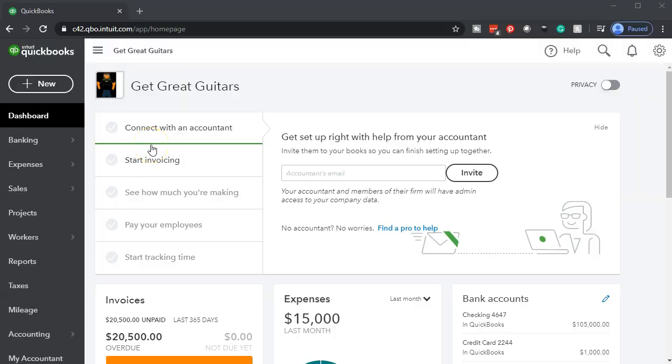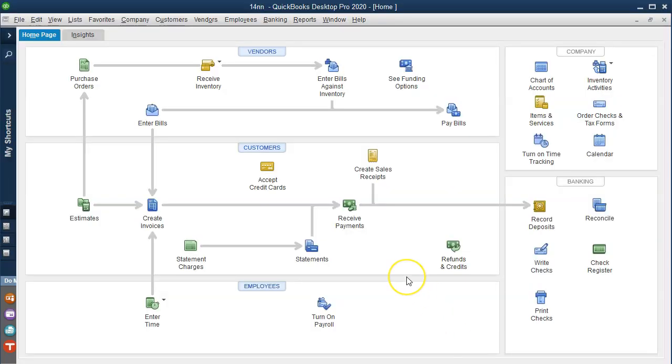Here we are in our Get Great Guitars file. Let's take a quick look at the desktop version so we can see our flowchart. So here's our flowchart. We're in the customers section here, so we're going to be over here. We're going to be creating an invoice. So look at the flowchart that's going to be happening here.